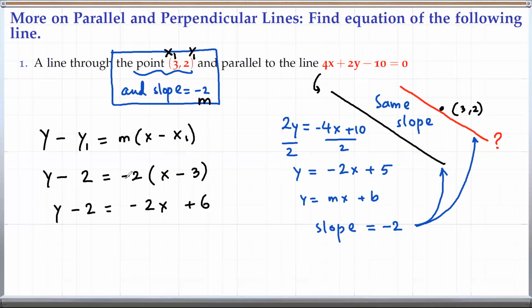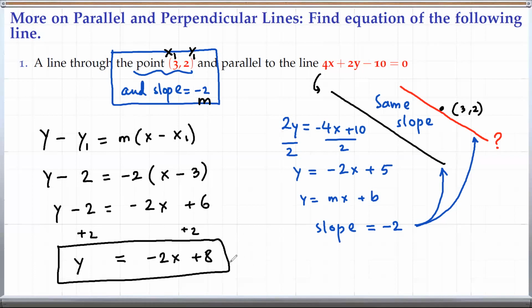Y minus 2 equals negative 2x plus 6. When you distribute this, negative 2 times x is negative 2x. Negative 2 times negative 3 is positive 6. Now we can add 2 to both sides. Then that will give you just y on the left side equals negative 2x plus 8. So this is the equation of this line, the line that the problem is asking about.